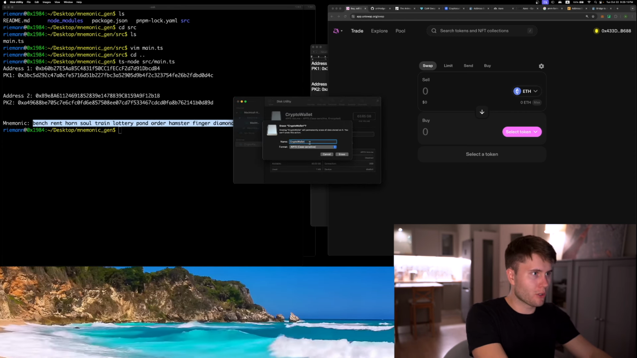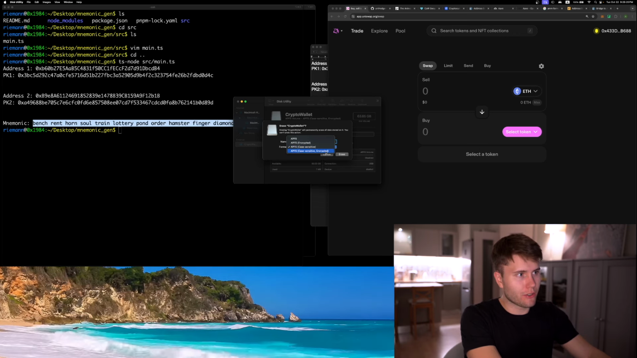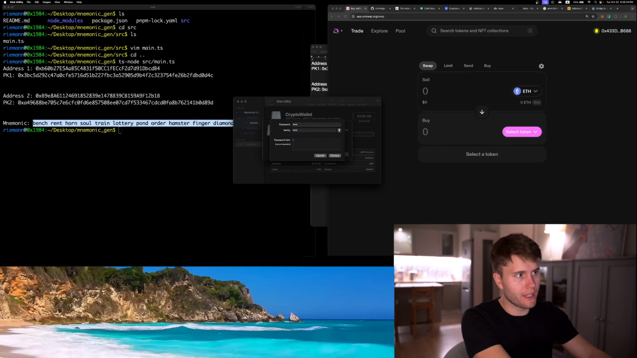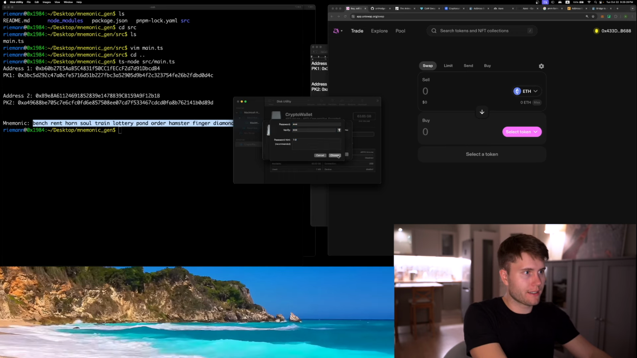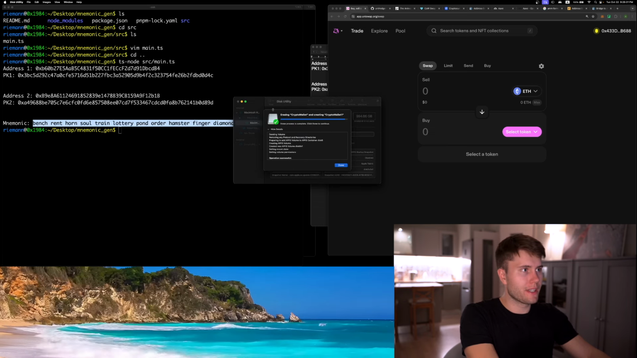So we're just going to call it Crypto Wallet 1. We're going to pick APFS case sensitive encrypted. We're going to choose our password. It's going to be 123, 123. And it's 1 through 3 is our hint. I'm going to click erase. And it's going to do this.